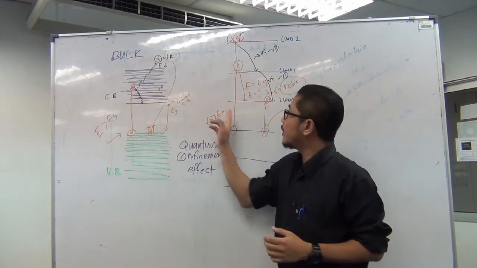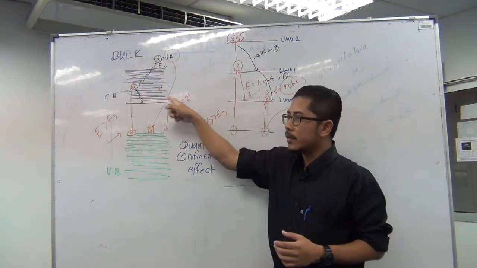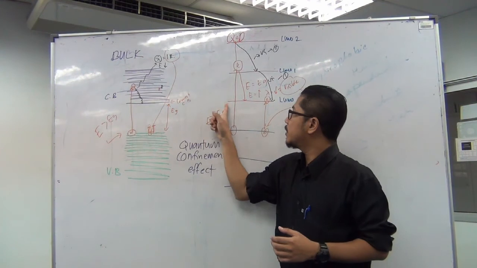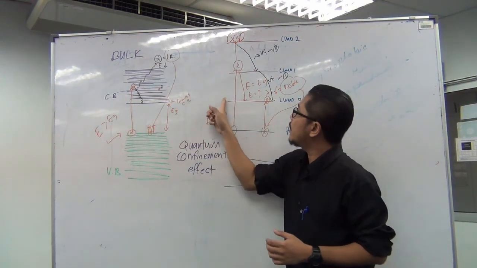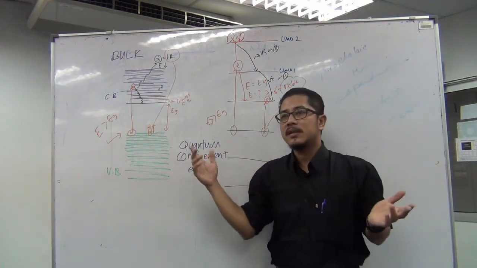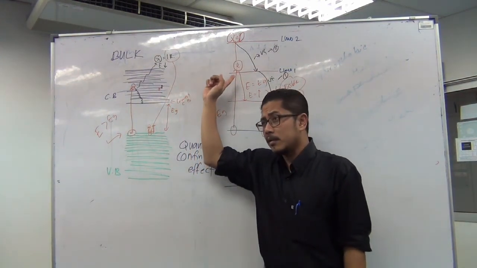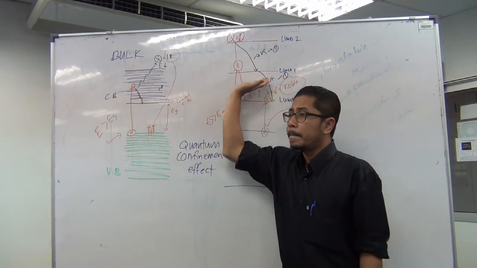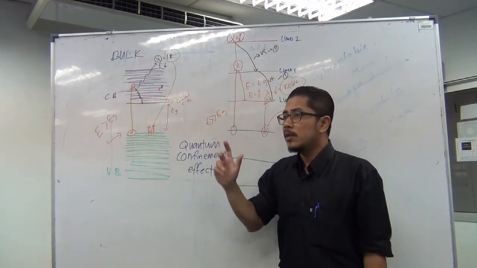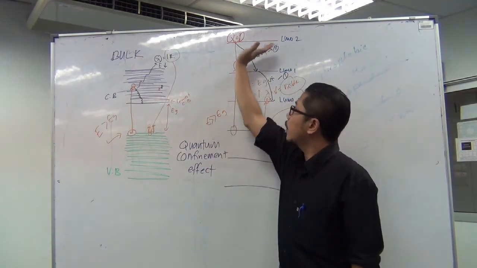Not continuous but discrete. This is called continuous band. This is discrete. We could differentiate between the energy levels. Actually, this is just imagination, an artist's interpretation. We cannot see the energy levels, but we could measure them using spectroscopy. So this is how it works.